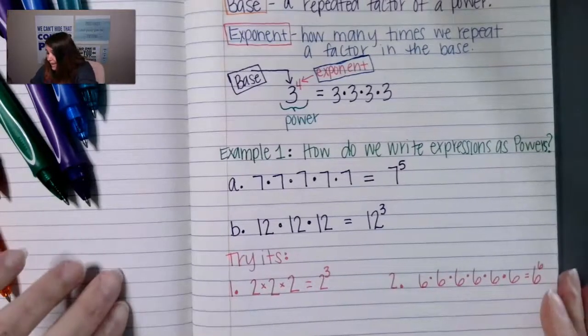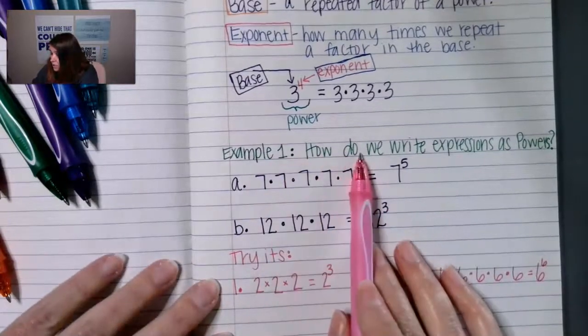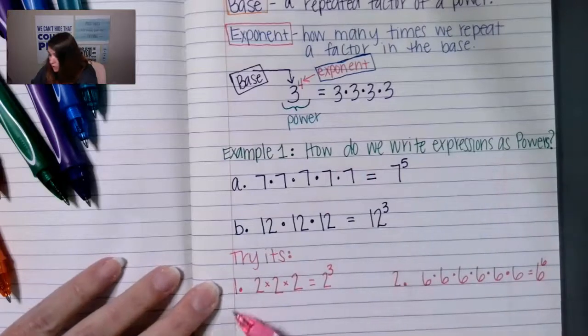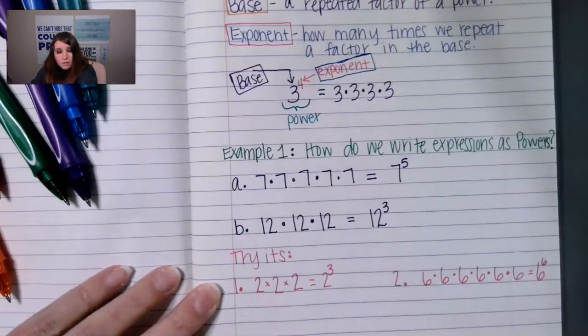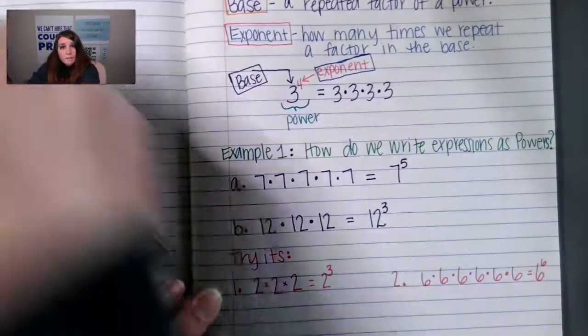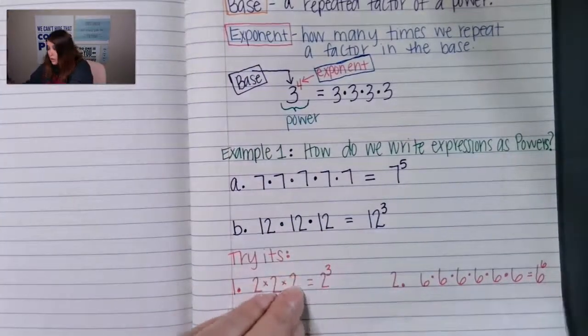Okay, go ahead and answer this question down below. How do we write expressions as powers? Write that down below underneath your try-its. And then turn your page when you're ready. Hit pause if you need to. And we're going to go on to part 2.